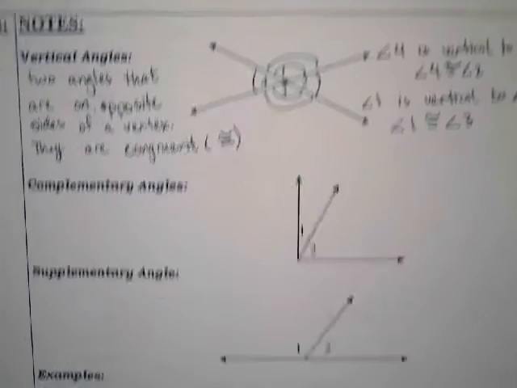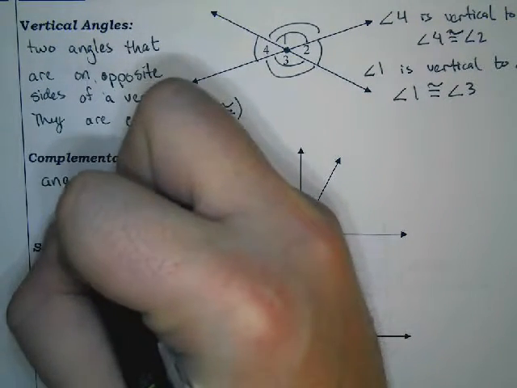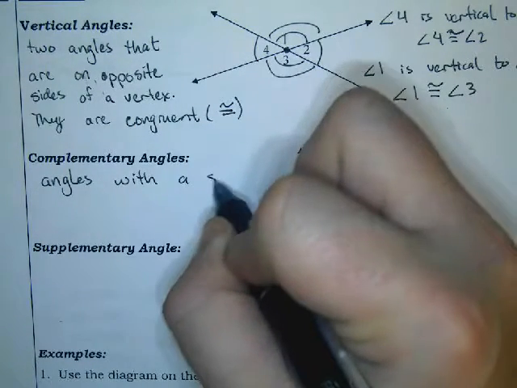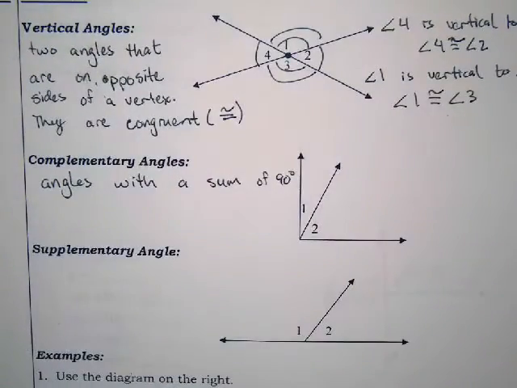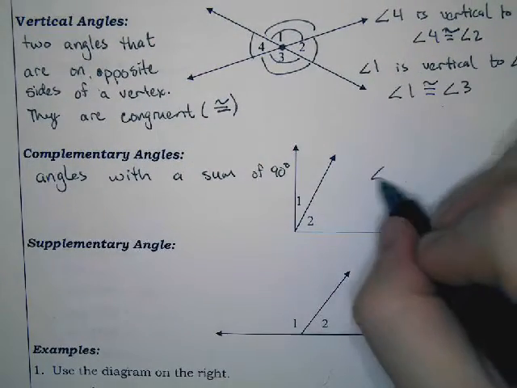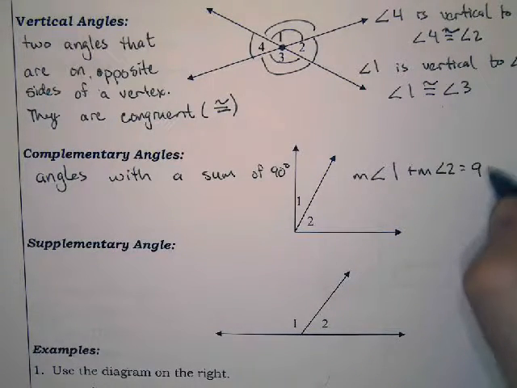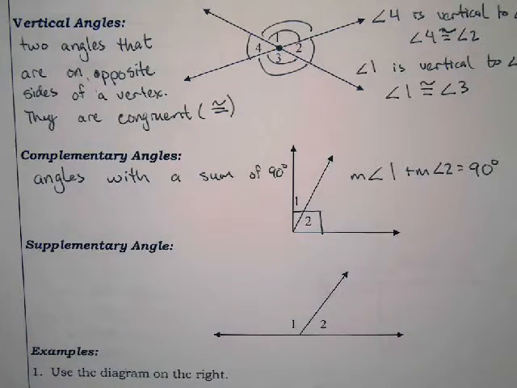Complementary angles are angles with a sum of 90 degrees. So we could say the measure of angle 1 plus the measure of angle 2 is equal to 90 degrees. And they would then form that right angle, so we could draw our box in there.